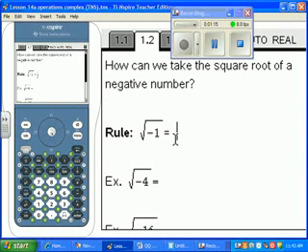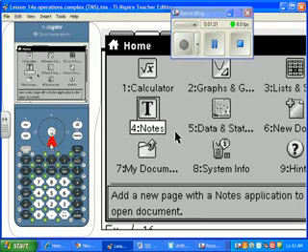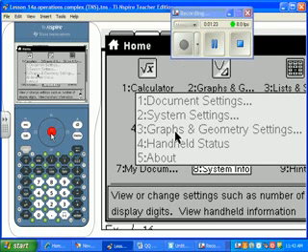Okay? So I need everybody to go home. I need you to go to System Info, please. And now I can't show you any further, so you're going to have to follow along from here. Please go to System Settings, and you are going to go down to real or complex. And you're going to change that to rectangular. Okay? What does that do? That's going to make it so we can deal with imaginary numbers in the calculator.